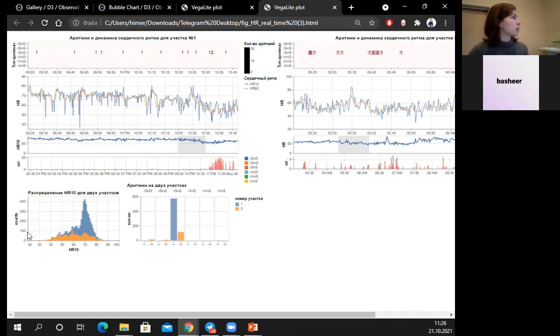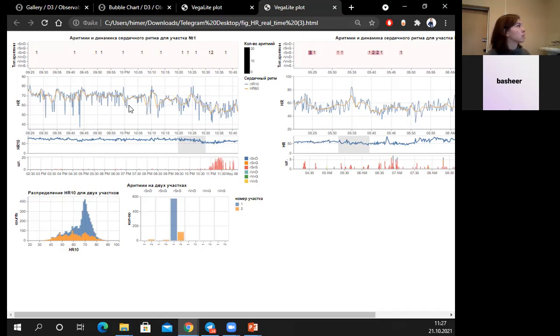And we have a distribution of the heart rate for the signal before therapy and after the therapy, and also the number of arrhythmias before and after. So we may see that it has a lot of single supraventricular arrhythmias. It's about 500, 600 before the therapy, and after the therapy it's less. It's about 100.